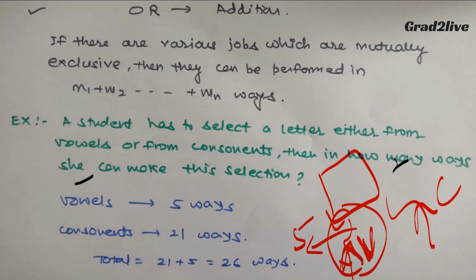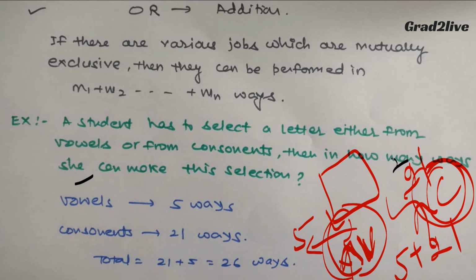Then, in how many ways can you do this job C? In 21 ways. So if I ask you the total number of ways, that will be equal to 5 plus 21. Because these are two different ways which lead to the same destination, right? These two don't need to be performed together to reach the destination, right? So if jobs need to be performed together to reach a destination, you use the principle of multiplication.